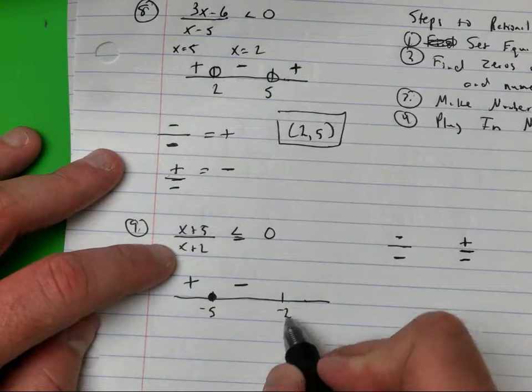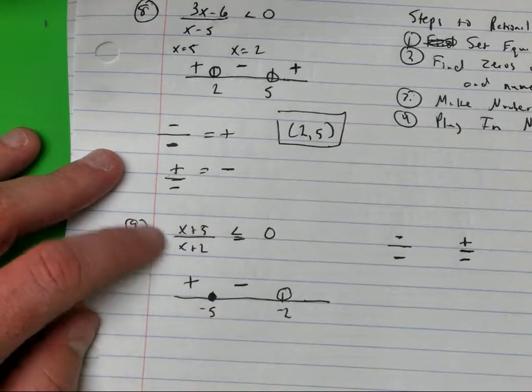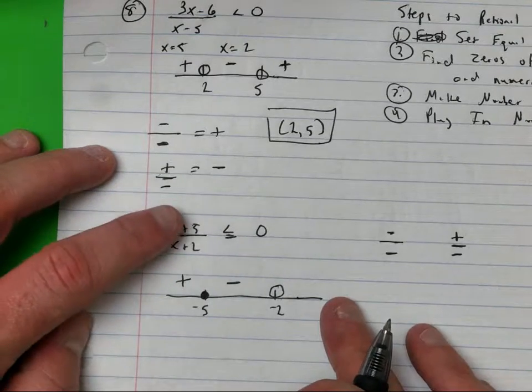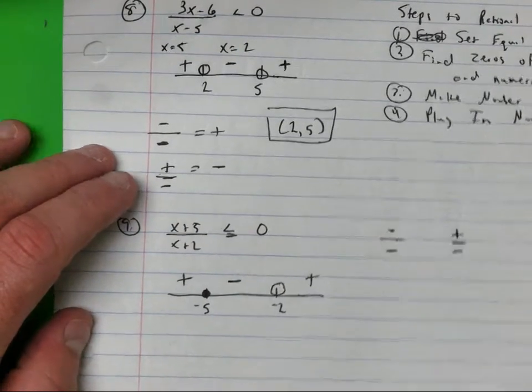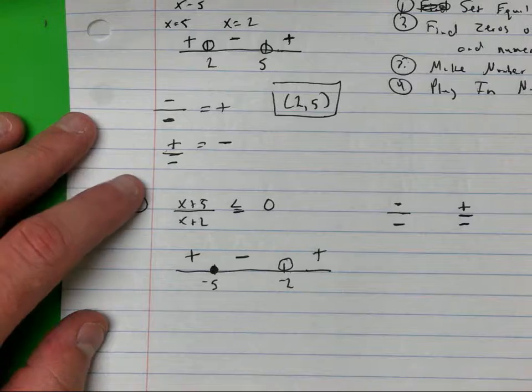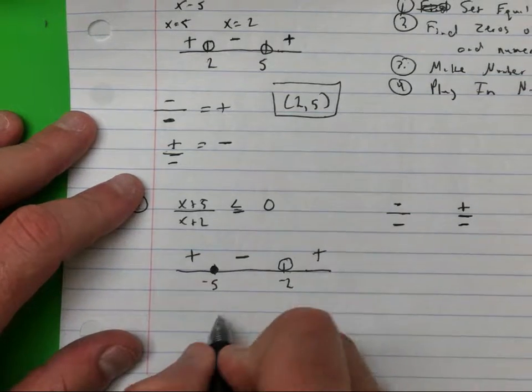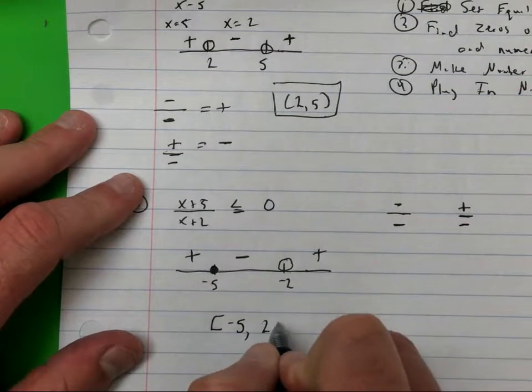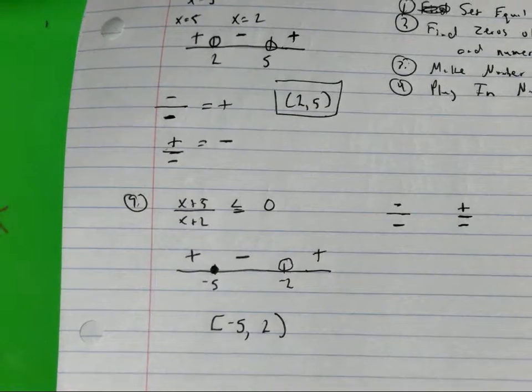-2 plugged in will give me 0 in the denominator, which is undefined. And then I plug in 0, that will give me 5/2, which is positive. I want it less than or equal to 0, so I'm looking at this region here. I can include that. So it's -5 to 2, parentheses, is my answer.